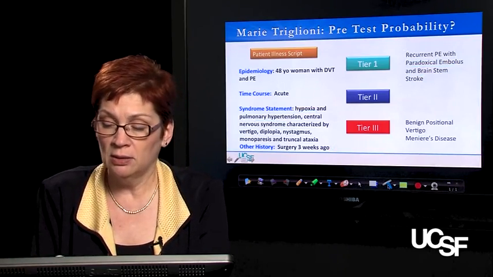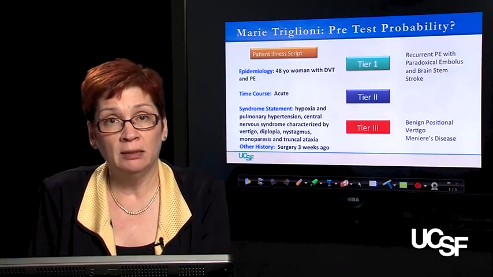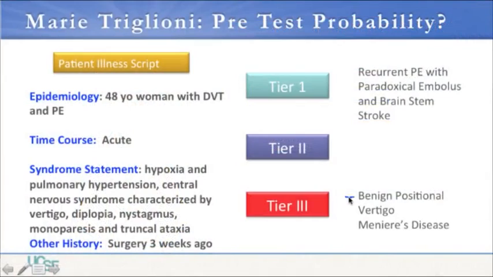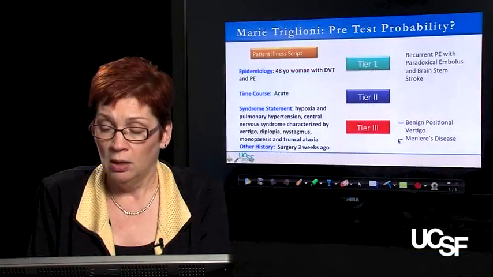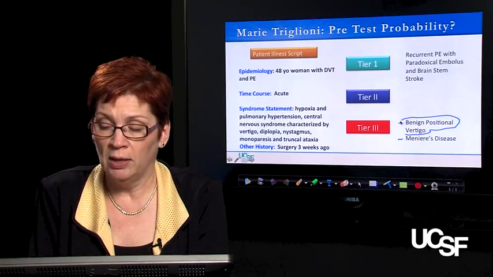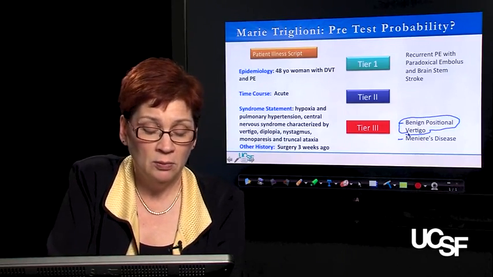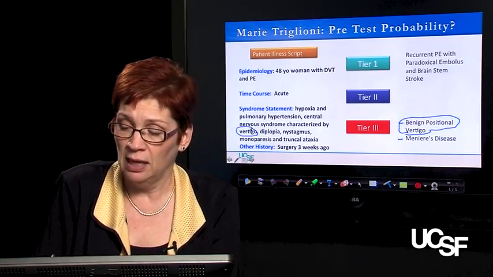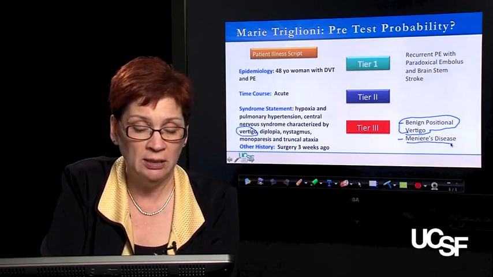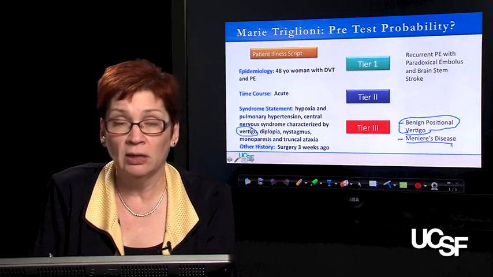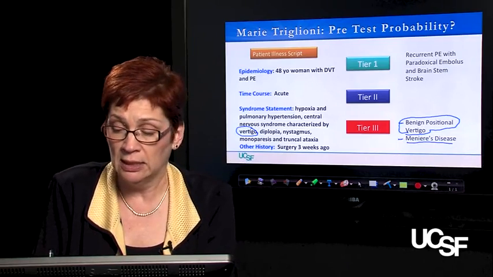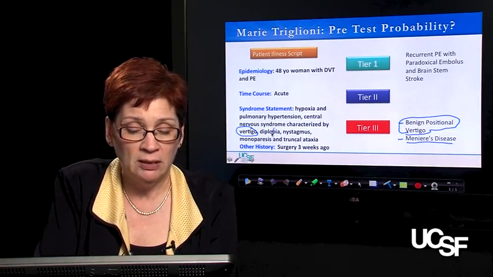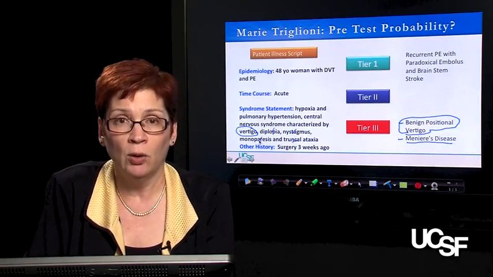What about a tier 3 diagnosis? And we'll see some of the physicians considered these options in the care of Mrs. Triglioni: benign positional vertigo and Meniere's disease. Benign positional vertigo we'll talk about in a couple of minutes. Certainly explains the vertigo, but cannot explain almost anything else. And Meniere's disease, again, explains the vertigo, but we're lacking hearing loss, which is common in Meniere's disease. It doesn't occur acutely, and it can't explain almost any of these other features that seem really quite dramatic.